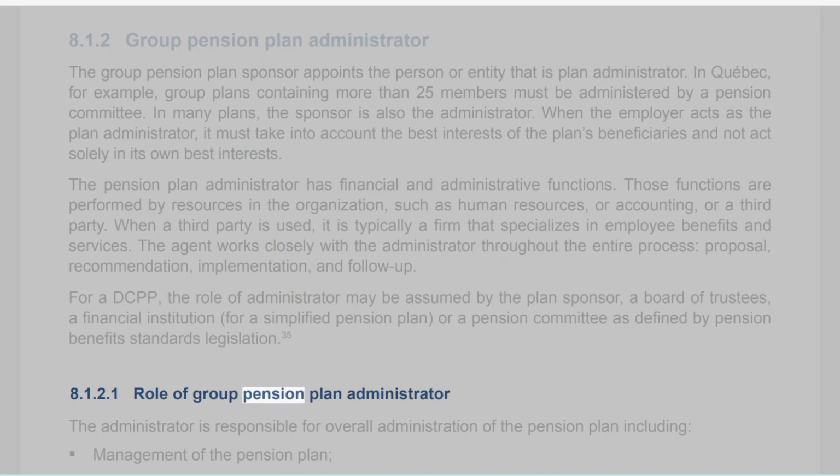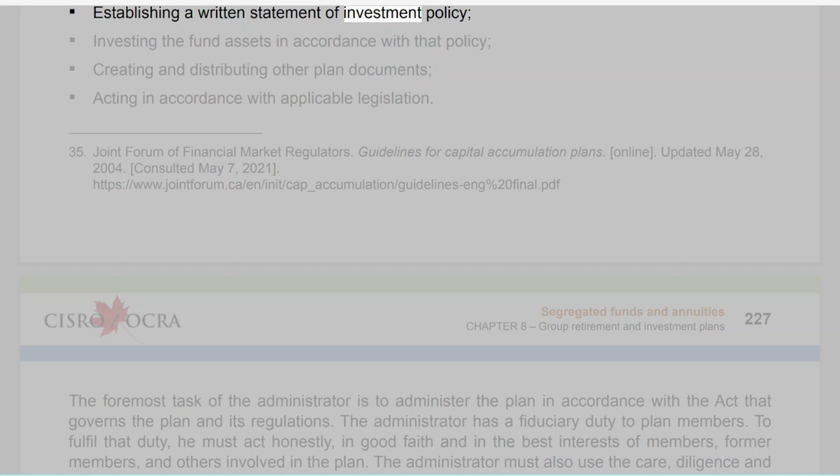8.1.2.1 Role of Group Pension Plan Administrator. The administrator is responsible for overall administration of the pension plan, including management of the pension plan, establishing a written statement of investment policy, investing the fund assets in accordance with that policy, creating and distributing other plan documents, acting in accordance with applicable legislation.